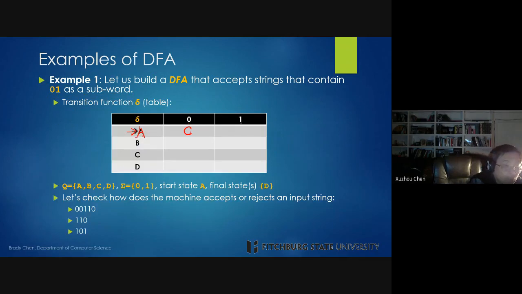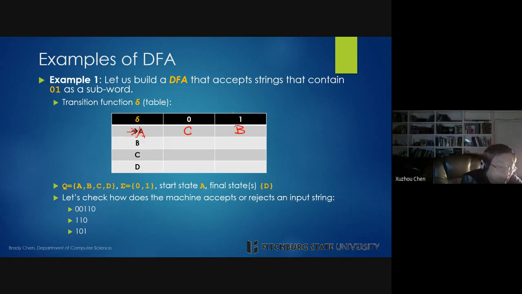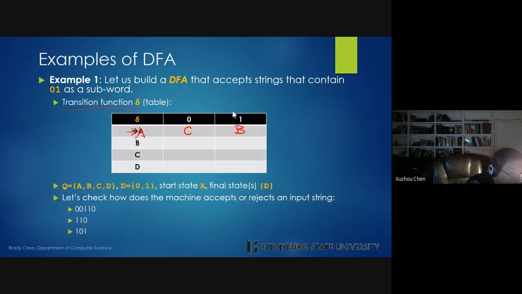Now, if the input value is 1, where are we going to go? B. Okay, so that's the transition function. If the current state is A, and the input is 0, we go to C. If the input is 1, we go to B. Now, if the current state is B, let's see where we're going to go. If the input is 0, we go to C. Input 1, we stay in B, right?